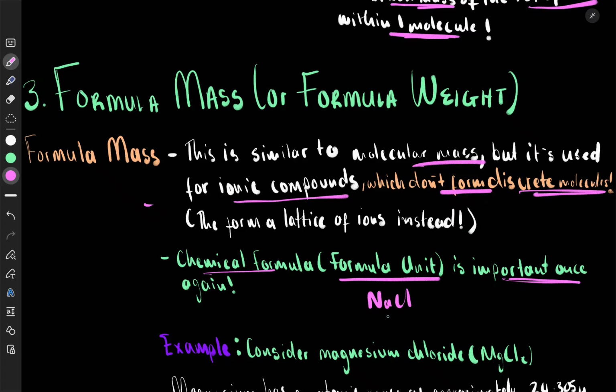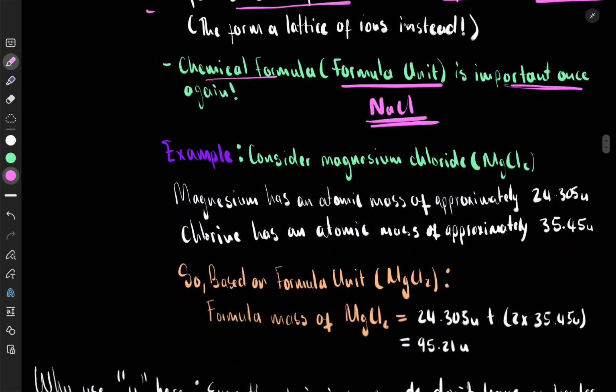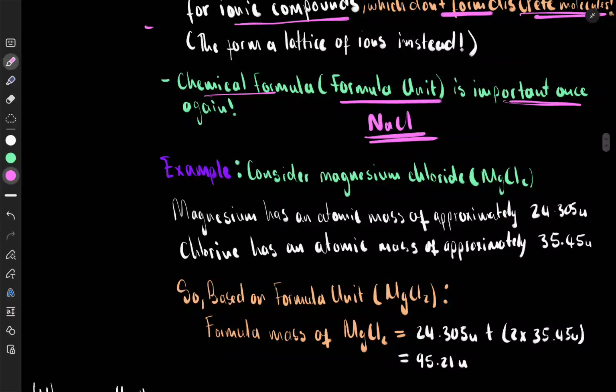For formula unit, we have NaCl. That is the formula unit. We can use it to know the formula mass, because we will just do the same thing we did for the molecular mass, but now we are doing it for these guys that are in a formula unit.